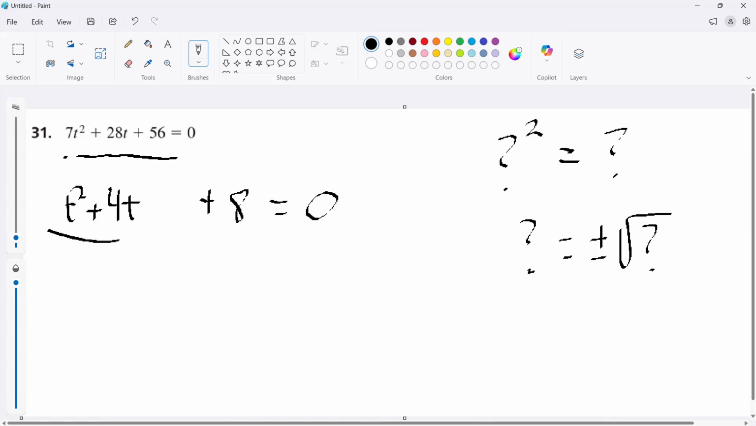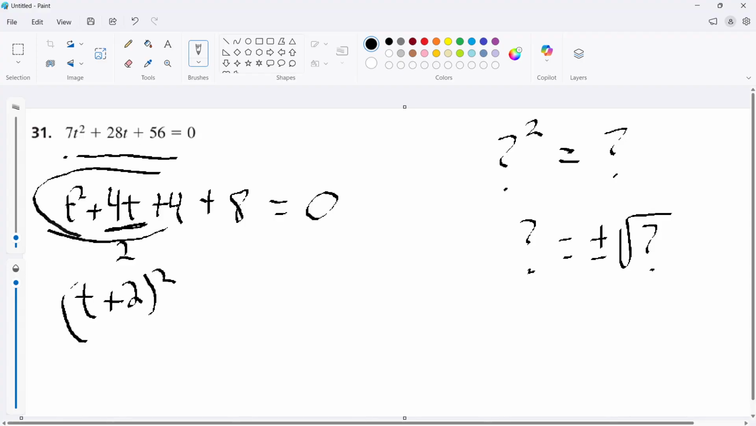So now I want to turn this into the squared thing, t squared plus 4t. How do I do that? Look at the non-square term. Half of 4 is 2. That tells me what my perfect square is, t plus 2 squared. Now I have to complete this square. What is 2 squared? 4. So that's what I have that turned into this.